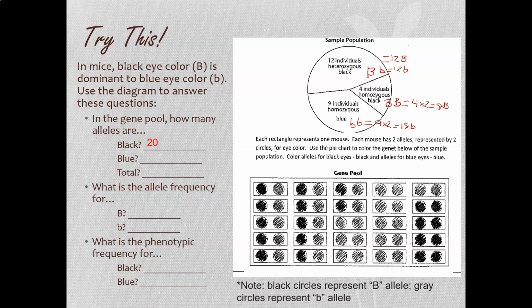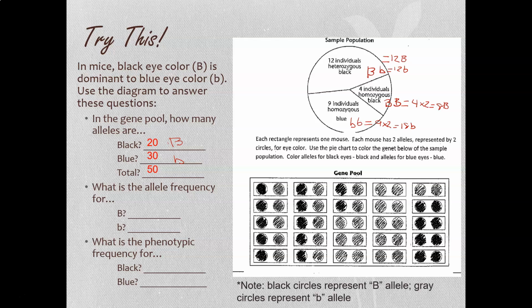So ultimately, if you add 12 plus 8, you get 20 of those blacks, which remember are the big B's, right? I add those blues together, the 18 from those 9 individuals plus the 12 from the other, and I end up with 30 blue, which again would be those lowercase b's. And so ultimately I have a total of 50 alleles in my population collectively for this given eye color trait.